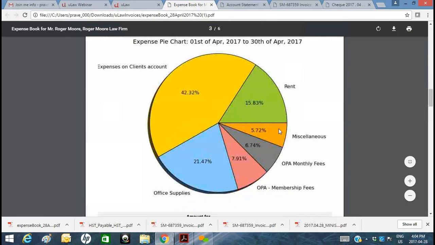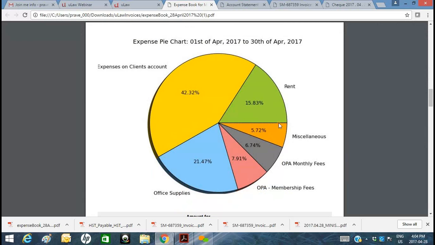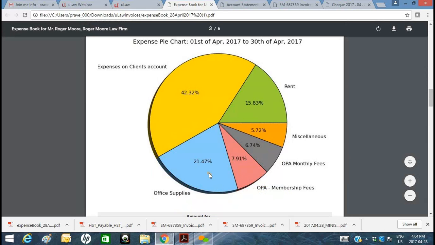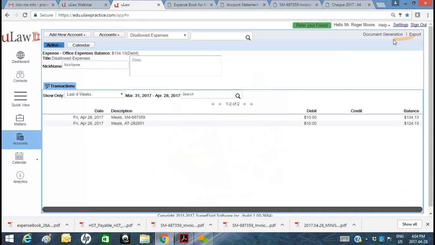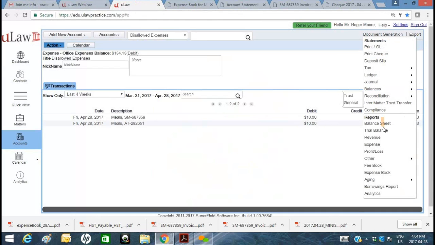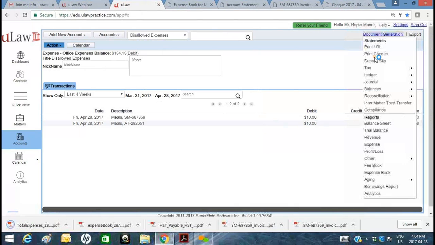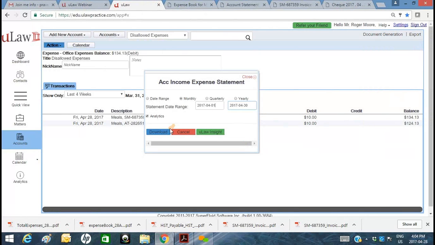Even further, it categorizes your expenses based on different classifications. How much of your monthly expense went into rent? How much of it went into office supplies? And how much of it is really into the expenses on client's account? You can quickly generate an expense report. We generate a profit and loss statement for that particular month.